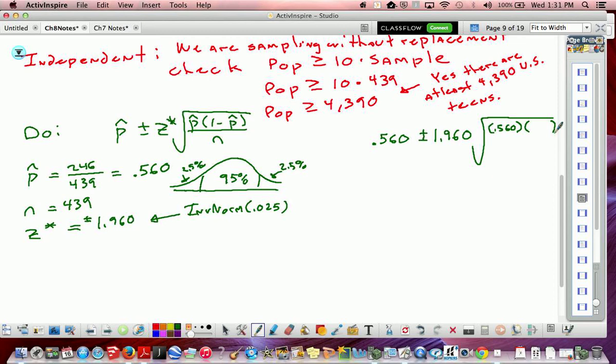Alright, so the p-value was 0.560. Now, I tend not to write 1 minus 0.560. I think to myself, what would I have to add to 0.560 to make 1? 0.44, or 0.440. So these two numbers should always add up to 1, because this is the probability of success and probability of failure, over, in our case, 439. So I'm going to get 0.560 plus or minus. Now I'm going to calculate out this whole margin of error.